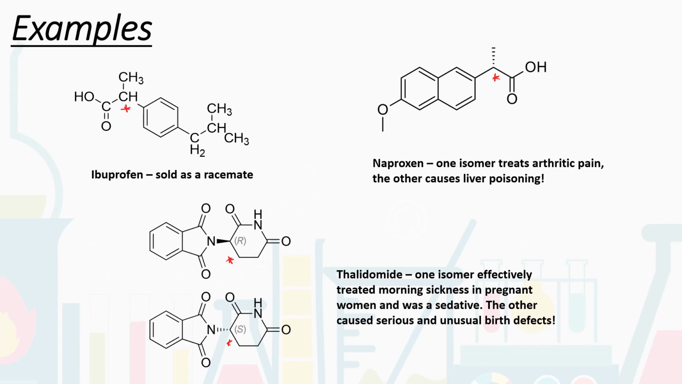And then finally, probably the most well-known example of optical isomerism going wrong is thalidomide. This is where one isomer effectively treated morning sickness in pregnant women. It was a sedative, so it was very useful for pregnant women. It allowed them to not feel the pain so much and cured morning sickness. However, the other enantiomer caused really, really serious and unusual birth defects.